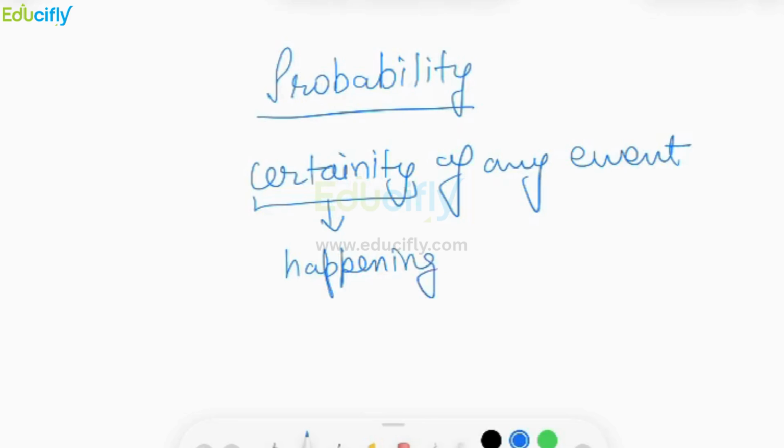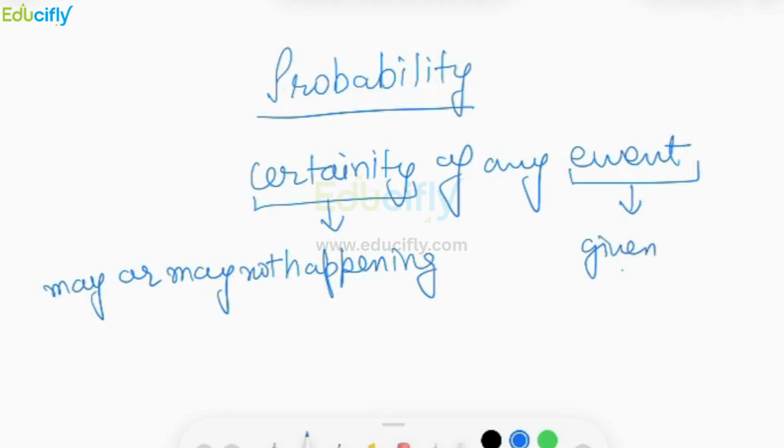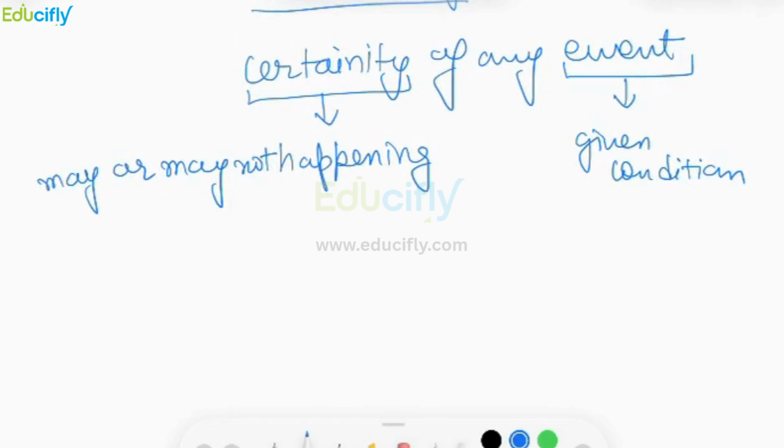Or I can say it may or may not be happening. Event stands for the given condition. Let's understand it in a better way.